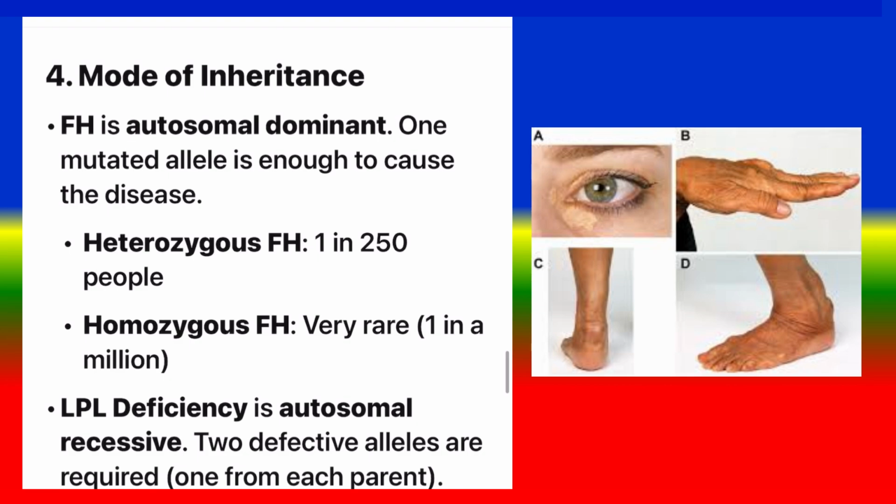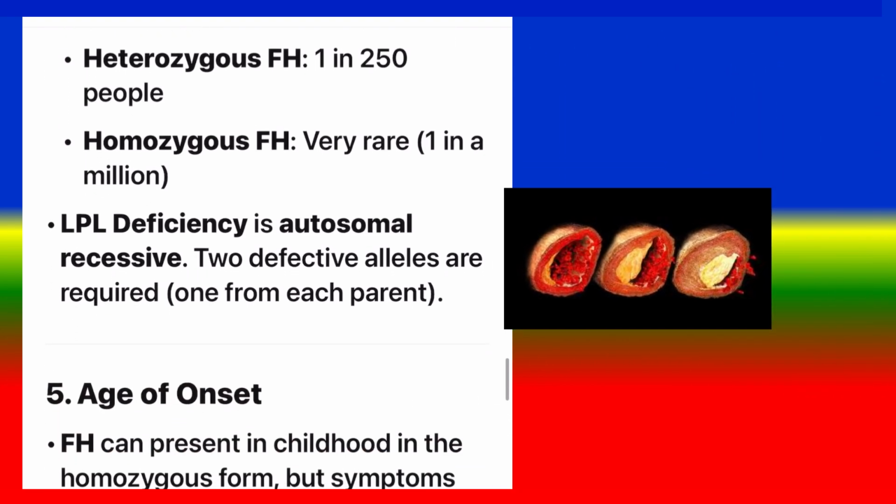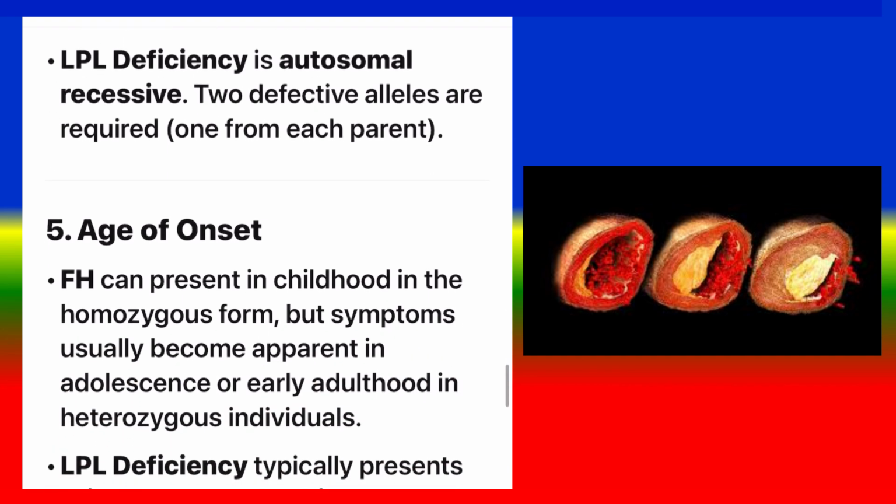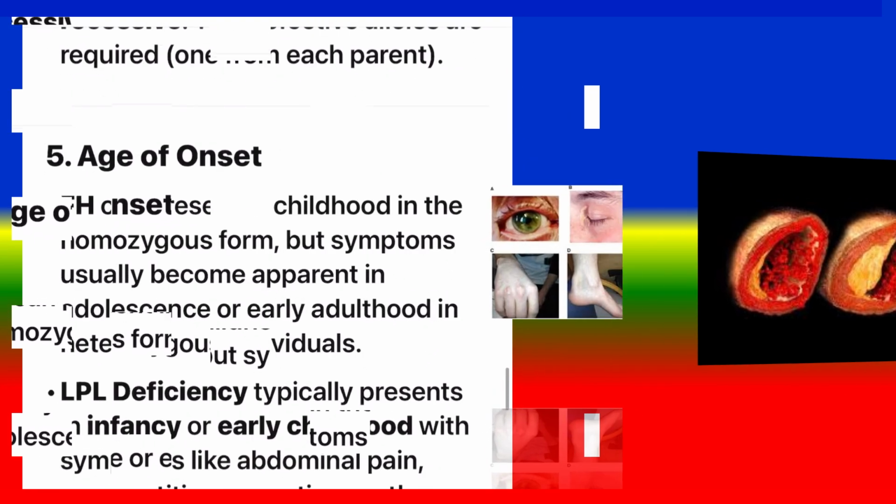4. Mode of inheritance. FH is autosomal dominant. One mutated allele is enough to cause the disease. Heterozygous FH, 1 in 250 people. Homozygous FH, very rare, 1 in a million. LPL deficiency is autosomal recessive. 2 defective alleles are required, 1 from each parent.